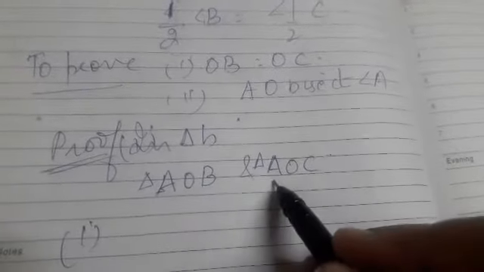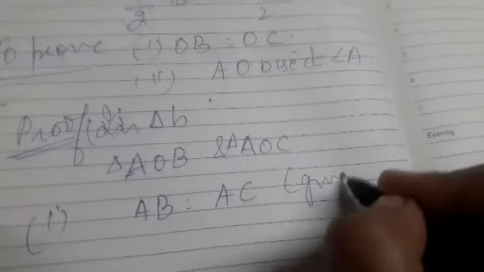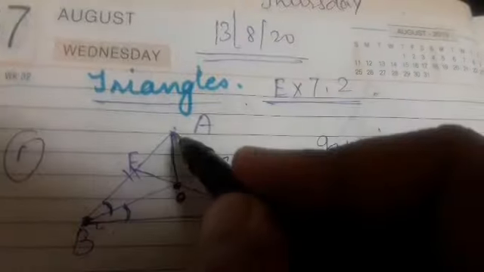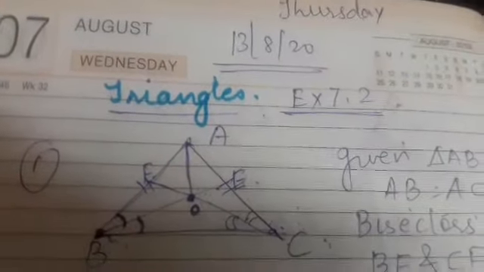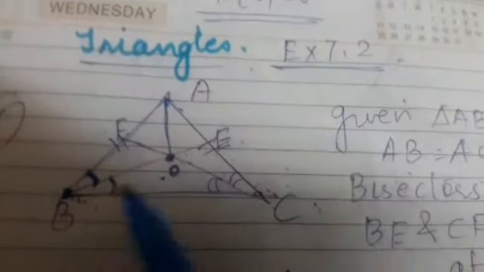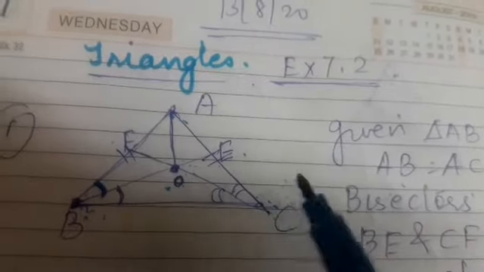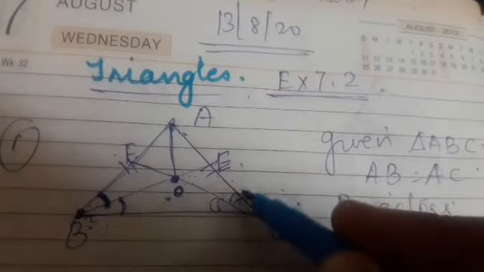Now beginning with the proof, we have the first point. In triangles AOB and AOC, I will write the first point as AB is equal to AC, given, because the triangle is isosceles. Number two, the second point: now check this, in this triangle, angle ABO will be equal to angle ACO. You know why? Because angle B is equal to angle C, and as I told you, half of angle B will be half of angle C. Now this is half of angle B and this is half of angle C.